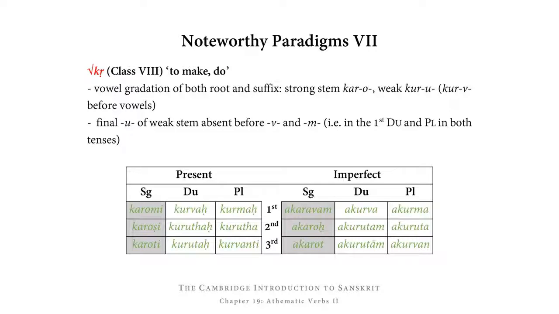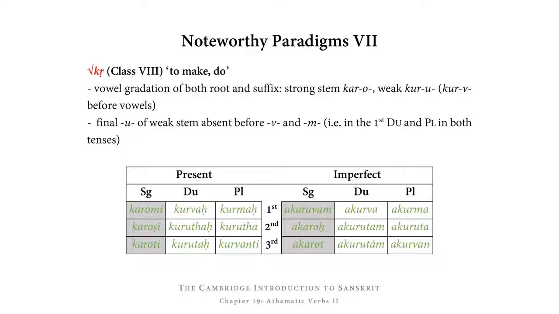On to kr, which is a class 8 verb meaning to make or to do. Now, class 8 verbs form their stems by adding the suffix o in the strong forms and u in the weak forms. O is guna, u is zero grade. And kr does that. However, in kr, we also find a strong form and a weak form of the root kr itself. So we get vowel gradation, strong and weak forms of both the root and the suffix, giving us the strong stem karo and the weak stem kuru.